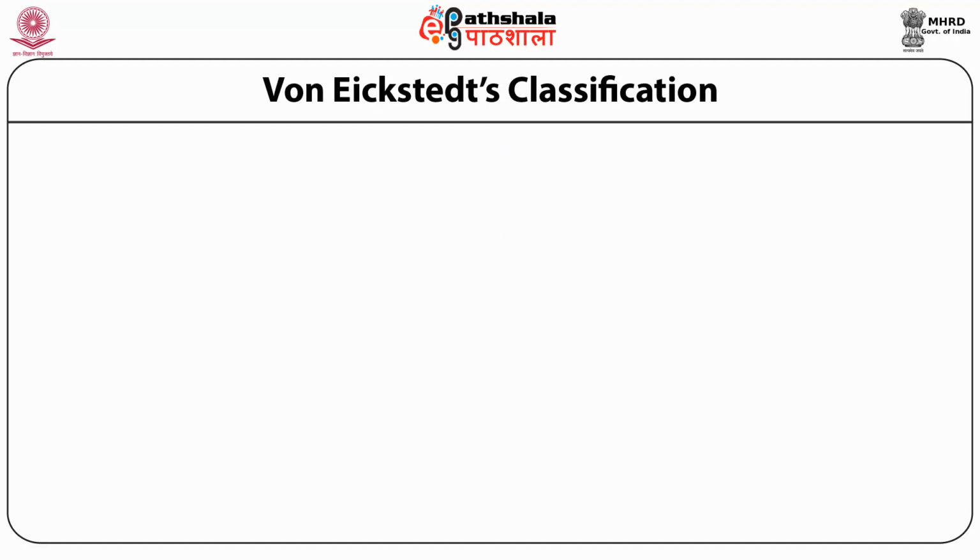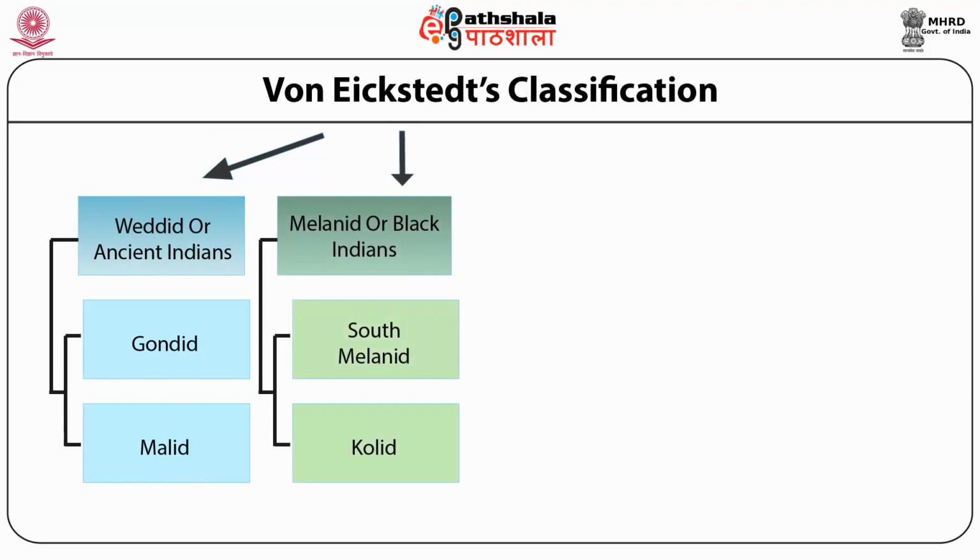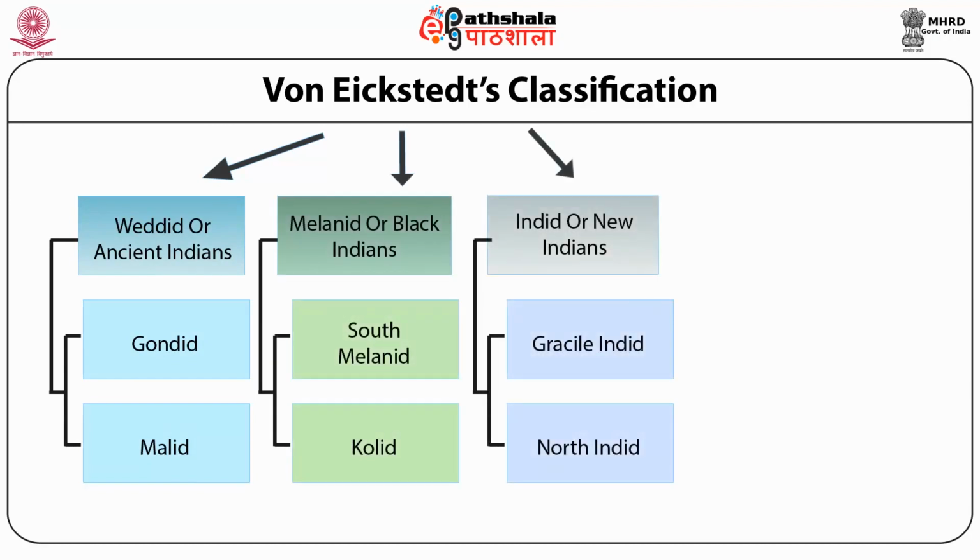Eickstedt's classification. He classified the Indian population into four types: Vedid or ancient Indians, Melanid or black Indians, Indid or new Indians, finally Paleo-Mongoloid. Eickstedt's classification also faces some criticism from different authorities, but it shows a great scope and it can be made more convincing by B.S. Guha's classification.